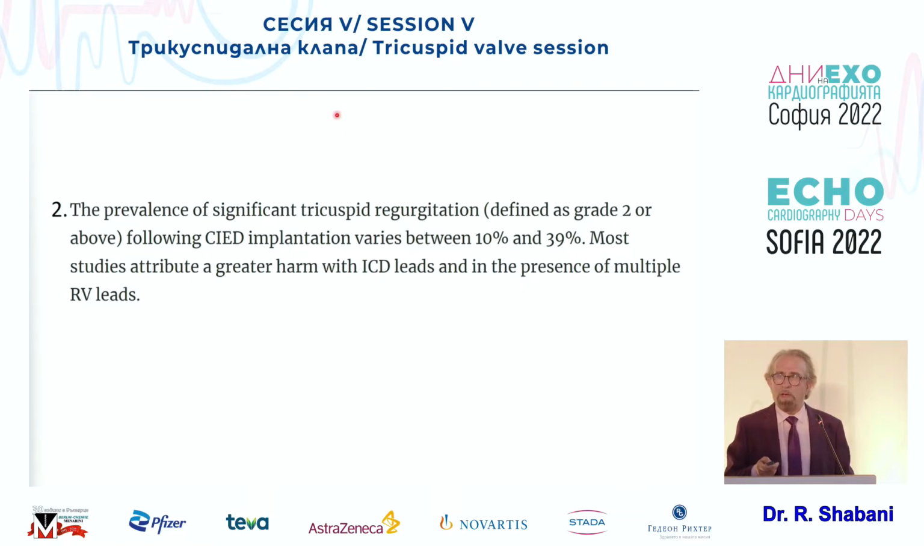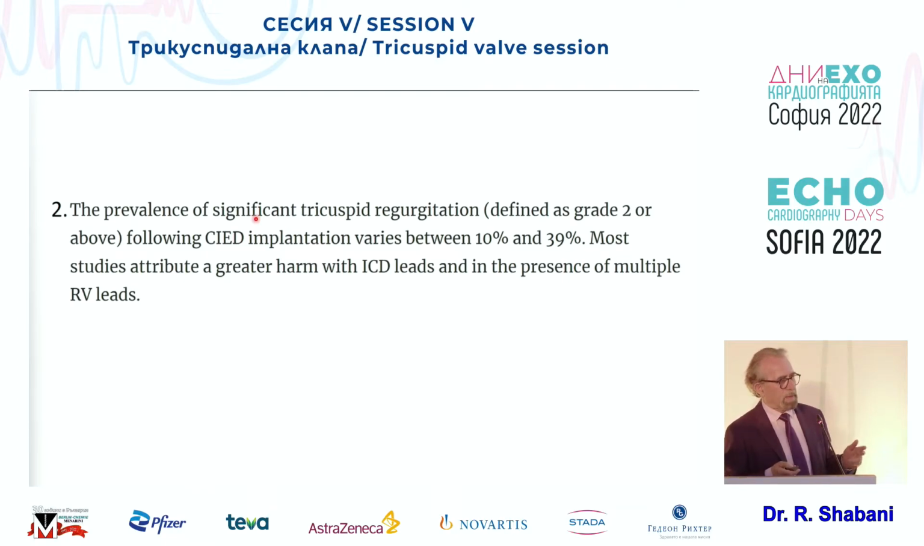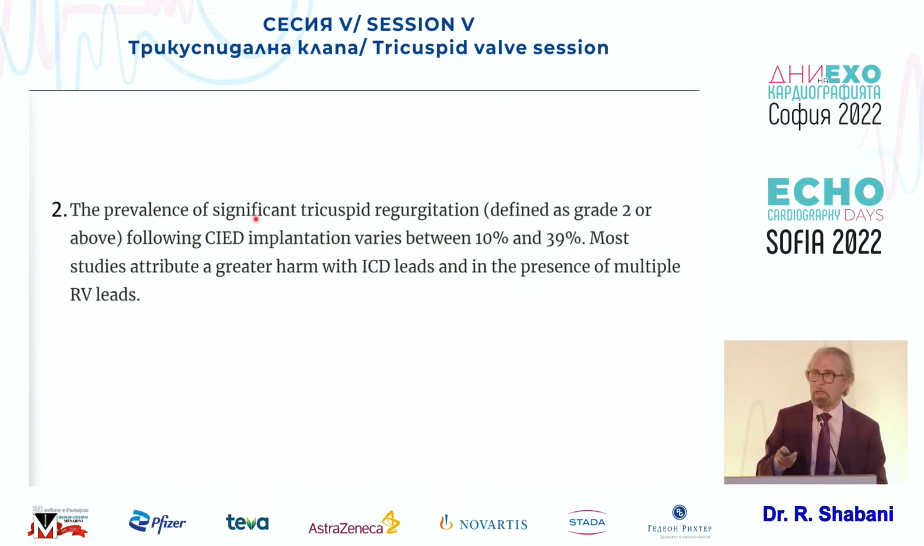Втори момент, който е важен, е честотата, която беше спомената. Тя е около 10 до 39%. Най-често е при дефибрилатори, разбира се, и колкото повече девайси има в дясната камера, толкова по-голяма е вероятността да има лезия на трикуспидалната клапа.